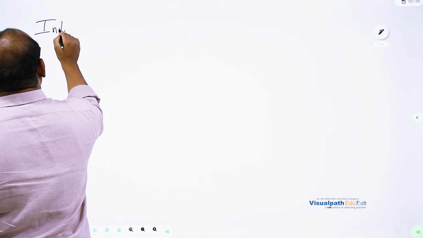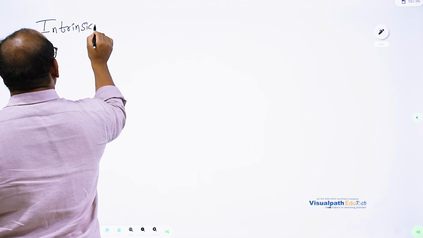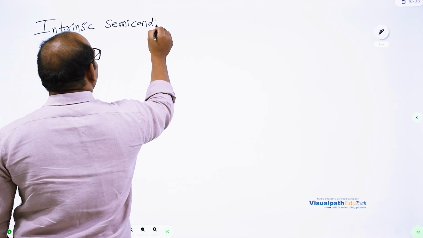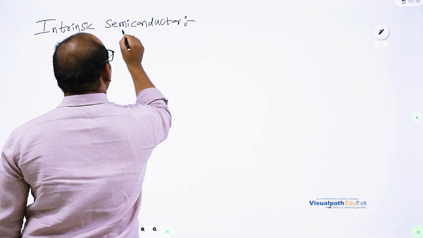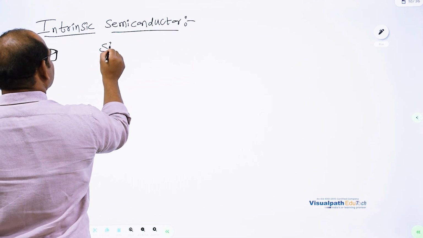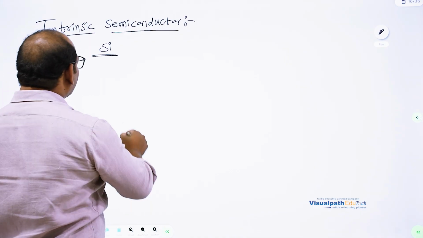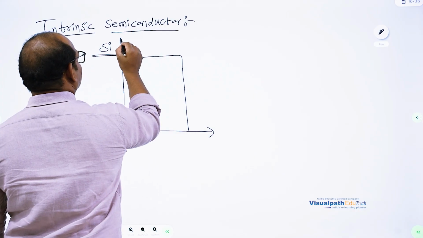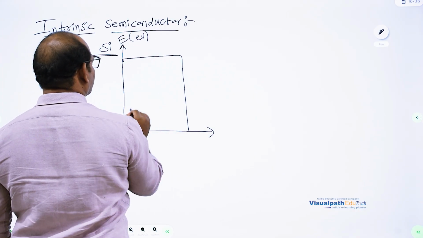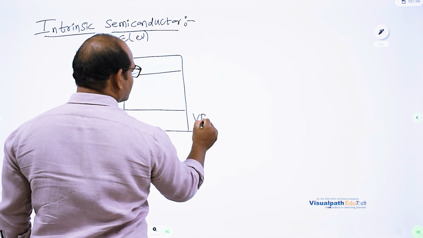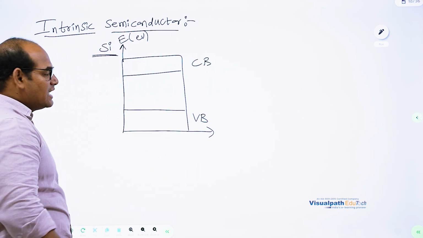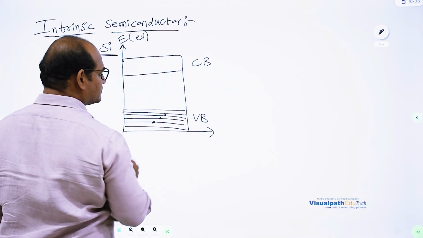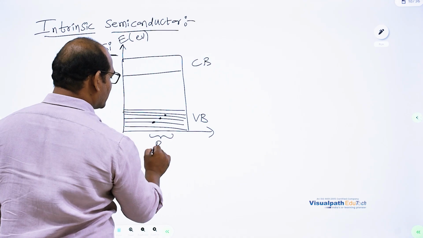As I said, these are directly available semiconductors. Examples are silicon and germanium. Intrinsic semiconductor like silicon. If you take the energy band diagram of the silicon, here energy you will take in electron volts, so don't forget that. We have valency band and here conduction band. Here energy levels with electrons are available. These are now bonded electrons.